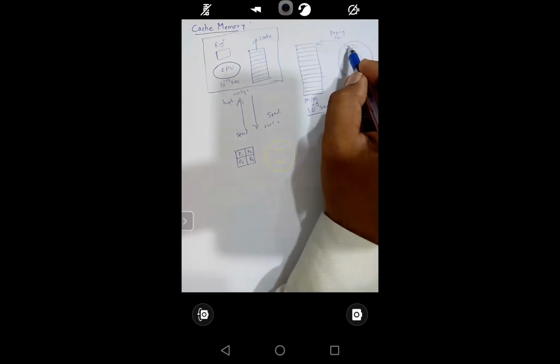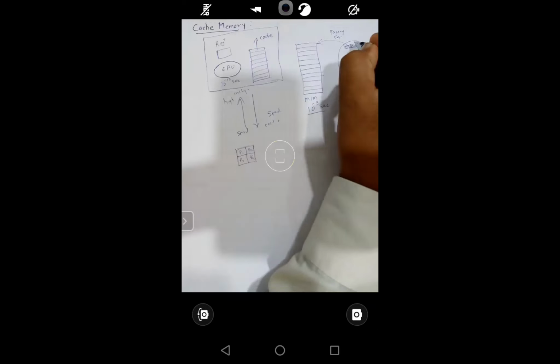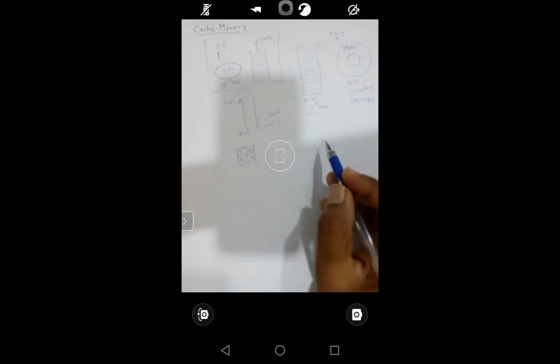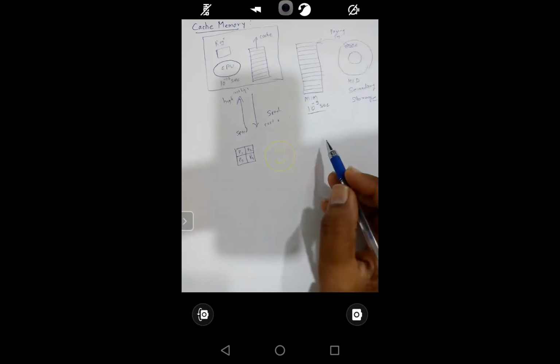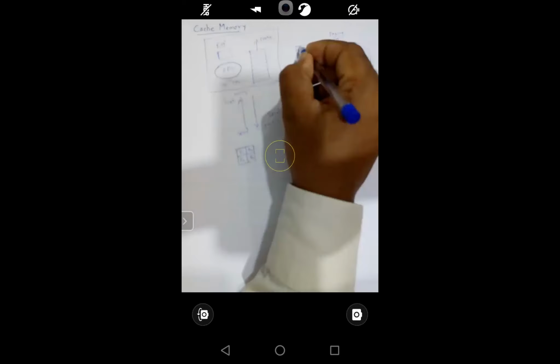Like the CPU is asking for this byte, right? But the nearby bytes are also added into the main memory. So this concept, that is paging and segmentation, we have seen. So the part of the data is added here. So for example, these pages are filled here, right?